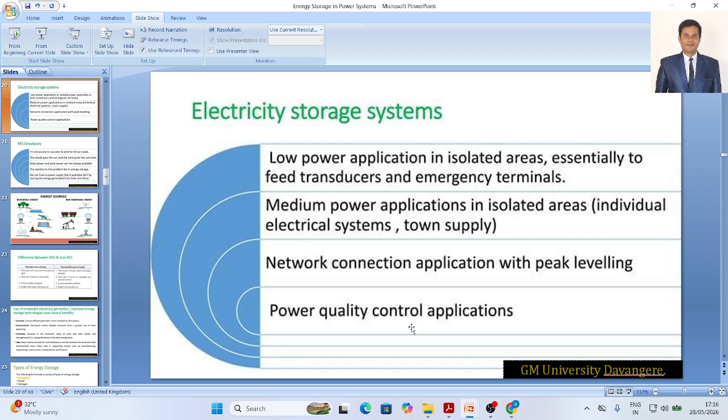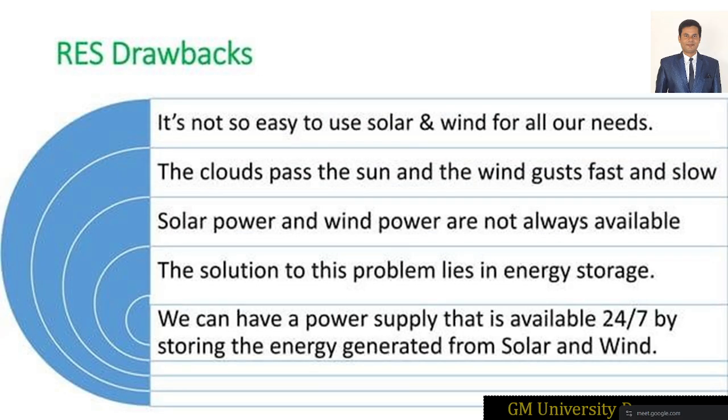And also power quality control. You can control power quality issues like voltage sag and voltage swell also, right? That is also possible if you have storage. So there are many things that will occur with your storage system, right? What are the drawbacks in the renewable energy system?